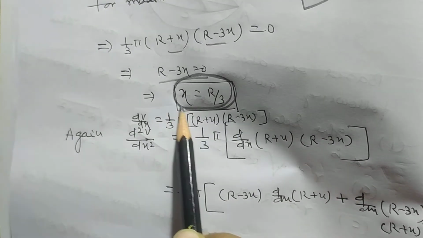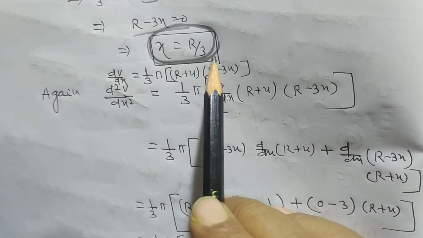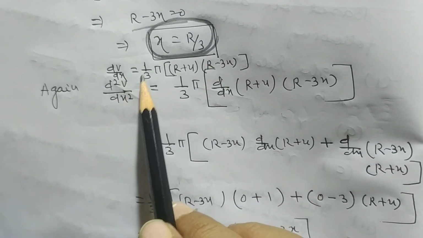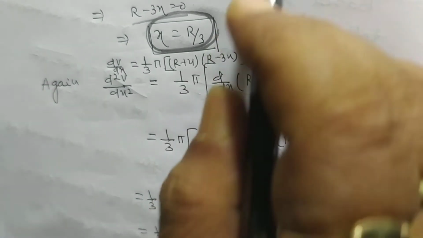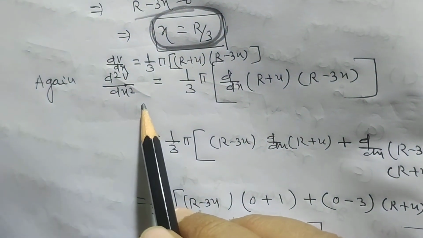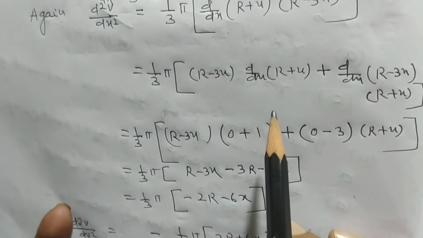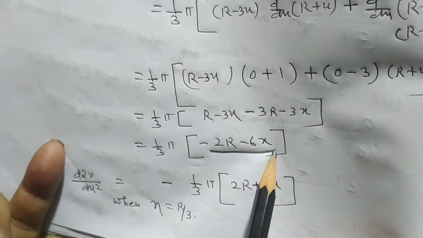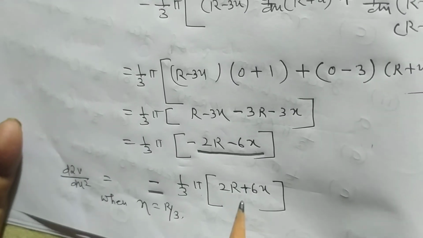This is the relation between x and the radius of the sphere. Now dV by dx is equal to 1 by 3 pi (R plus x)(R minus 3x). This is dV by dx. We again differentiate it to get d2V by dx square. And after differentiating by the u and v method, what do you observe? It will be minus, taking common minus, 1 by 3 pi (2R plus 6x).